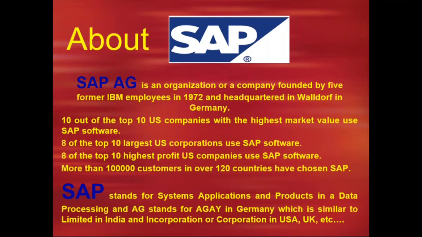And what does AG stand for? That is the naming of companies in the country Germany. AG is a German word and German pronunciation, which is similar to Limited in India, or Incorporation or Corporation in the USA, UK, etc. So that is the naming of companies in Germany.